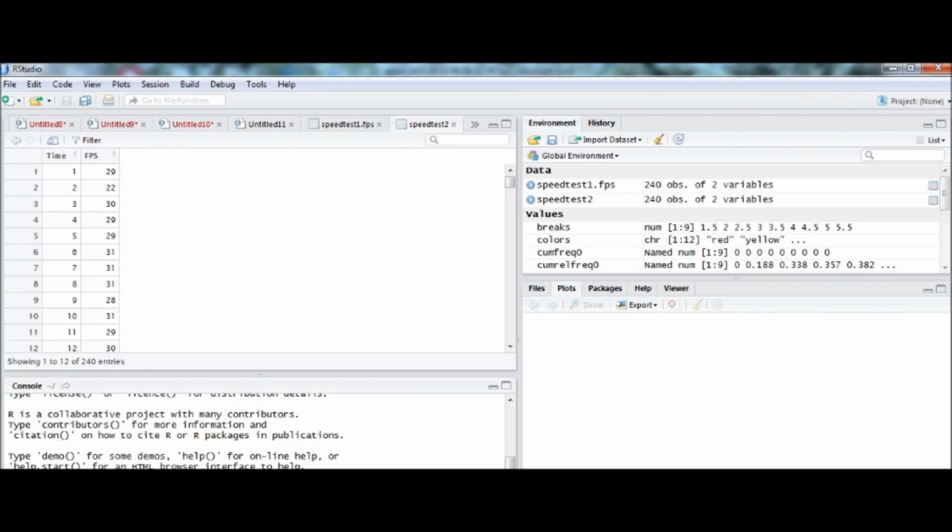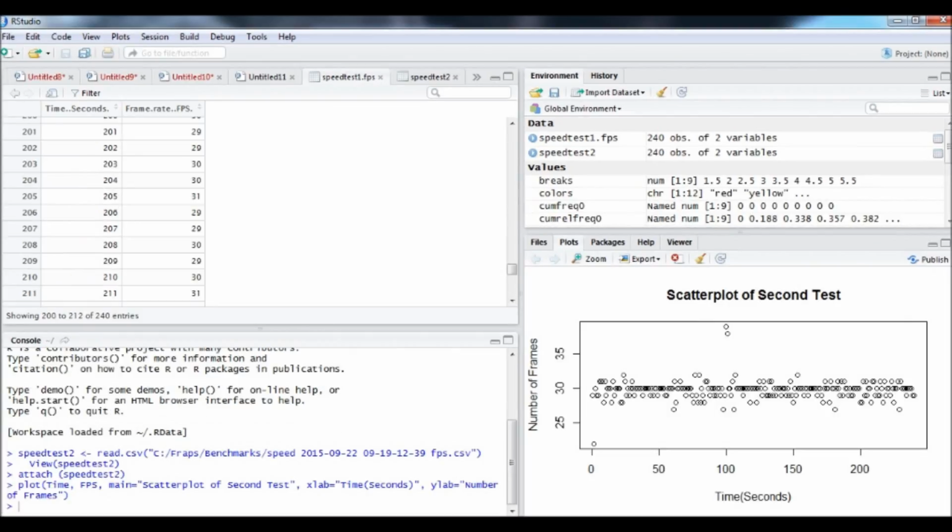These next two slides were just me importing data into R and creating a scatterplot. I used a scatterplot because I tested the game both times over a period of 4 minutes, which is 240 frames. So that was a good bit of data, and I thought a scatterplot would best show that information, which it did. It was relatively easy importing everything and writing up, I guess, code for production of images.